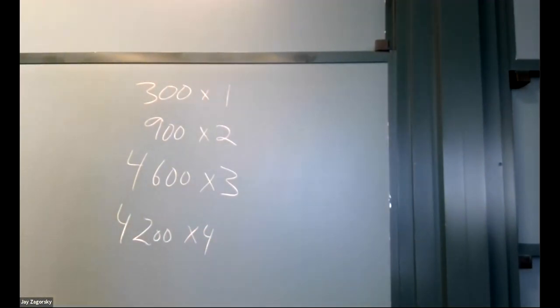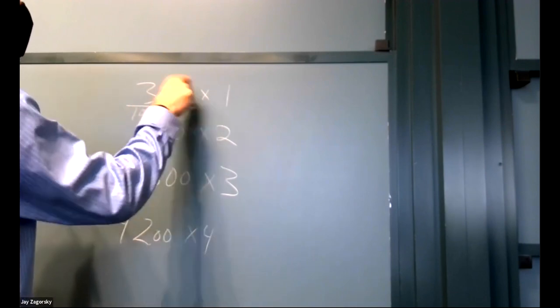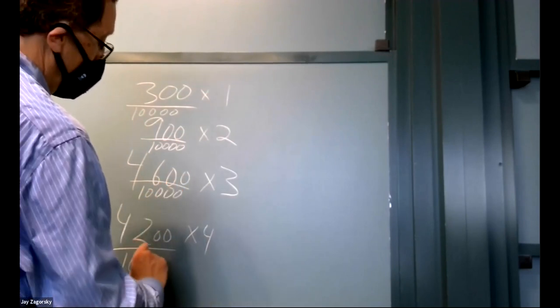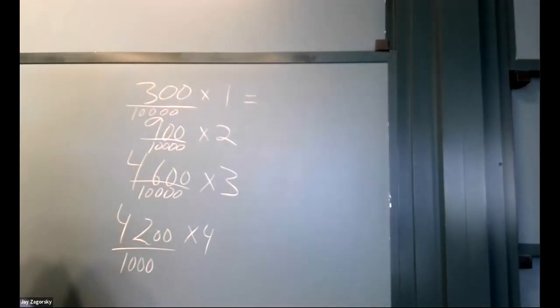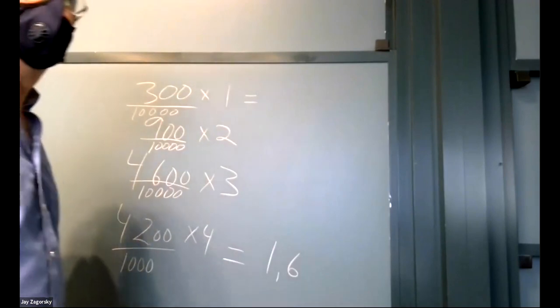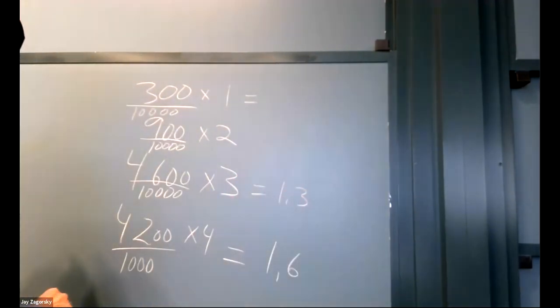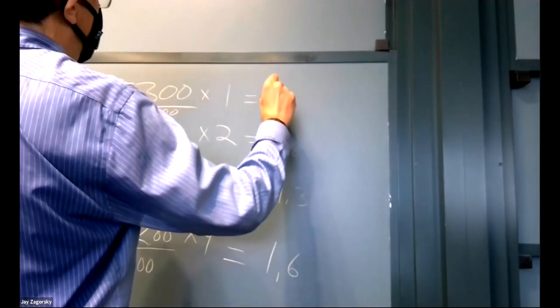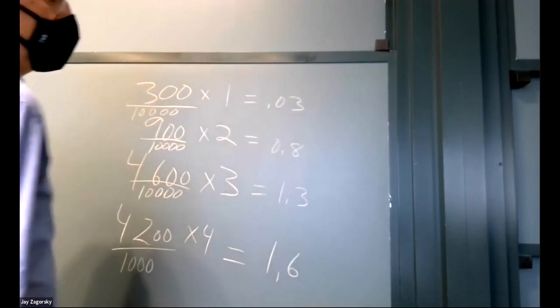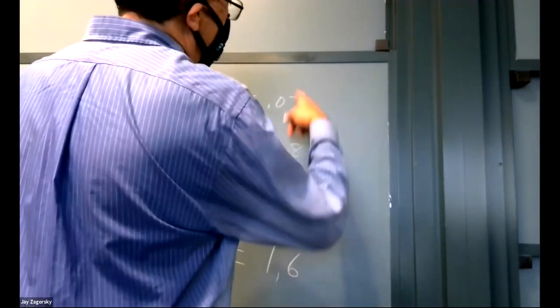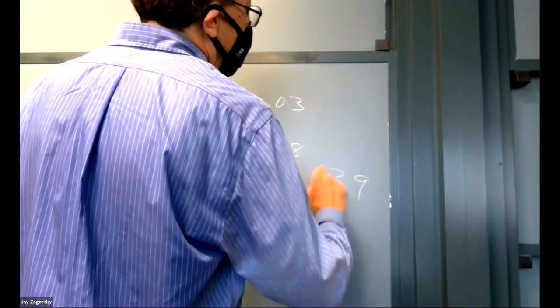So we can basically turn these things into percentages. We've got 300 over 10,000 times 1, 900 over 10,000 times 2, 4,600 over 10,000 times 3. So what's this equal to? It's about 42%, 42% times 4. And yes, you can use a calculator, and you bring a calculator to the exam. What's that? 1.6? We'll call it that. 1.3? 0.8? 0.3? Yeah, maybe about that. So add them all up. 2.9 plus, so we get about 3.9.